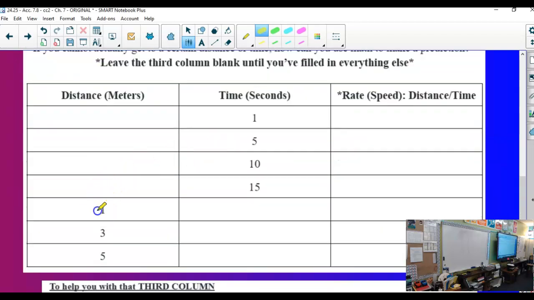On the distance, you're just using a stopwatch like a stopwatch, and you're saying start at the start line, stop at 1 meter, or stop at 3 meters, or stop at 5 meters. What was the time? And you're filling in the time, and then we're going to calculate our rate. What we want to figure out here is which of these cars is fastest and which are slowest, because they're not all the same speed.